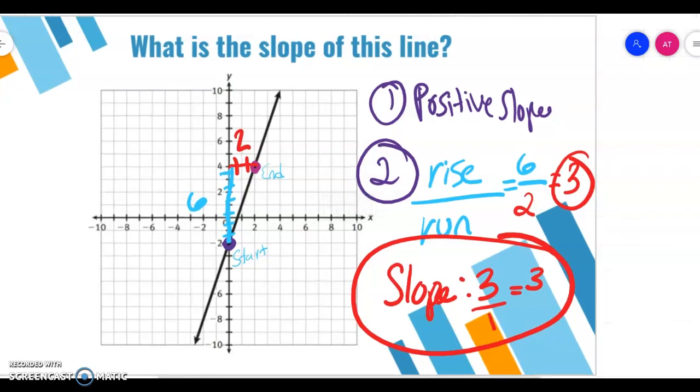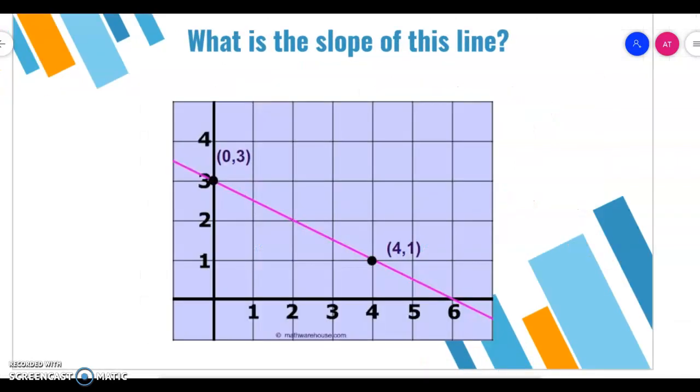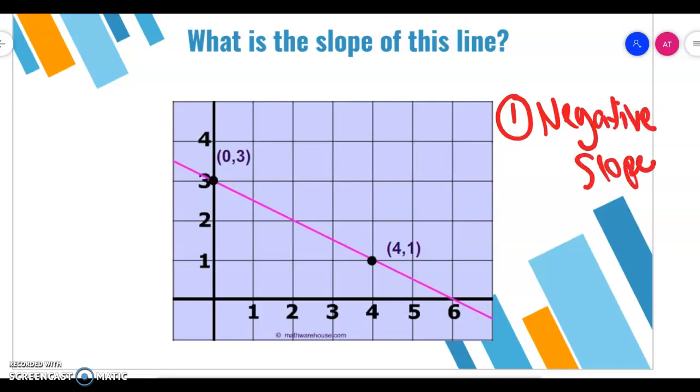Let's do the next one. So it looks like we have a different one now. So what kind of line is this? Well, it's a negative line. It's a negative slope. So that means my answer needs to be negative because it's decreasing from left to right. So I'm going to start from my furthest left point and end up at the next point. So what we're going to do, instead of going up, we're going to rise down and then over to the other point.